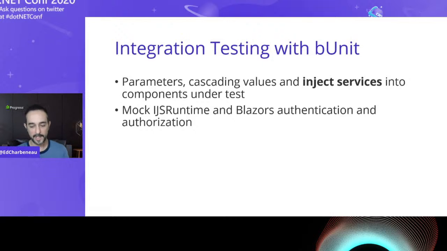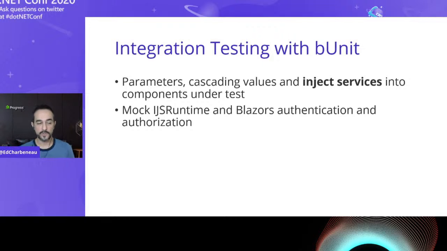I want to check some interactions between different components. So we're going to do a little bit more of an escalated test than just a unit test. What's nice is with BUnit, we can pass in parameters, we can accept cascading values, we can inject services as if it is an entire Blazor application running. And we can use those with our component under test.